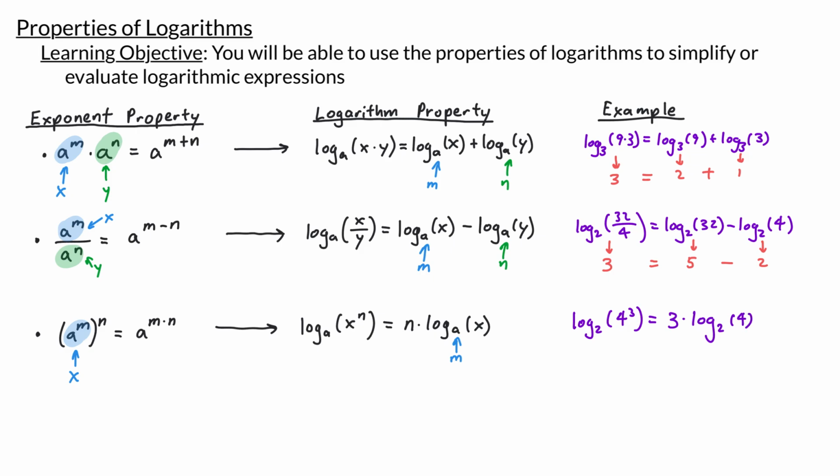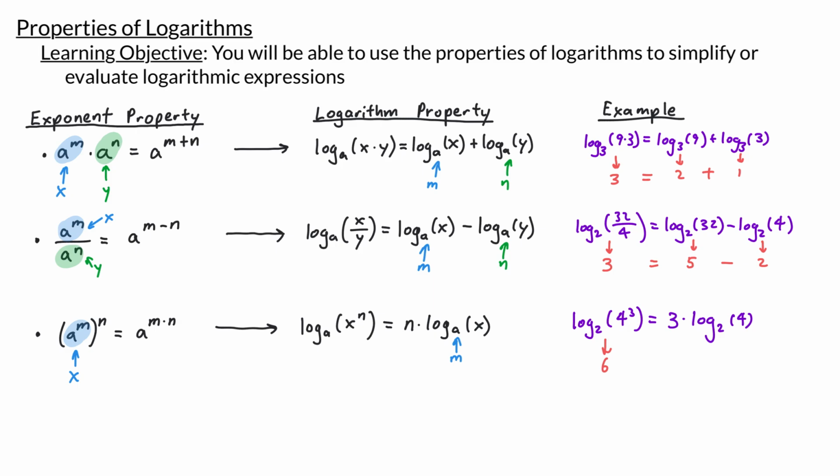Again, let's compute both sides to confirm that our log property is true. On the left-hand side, we have log with base 2 of 4 to the third power. 4 to the third power is 64, so we're asking 2 to what power gives us 64? Well, 2 to the sixth power is 64, so log with base 2 of 64 is 6.